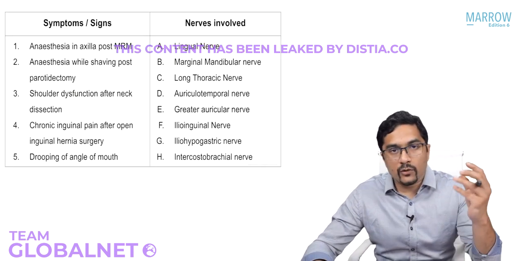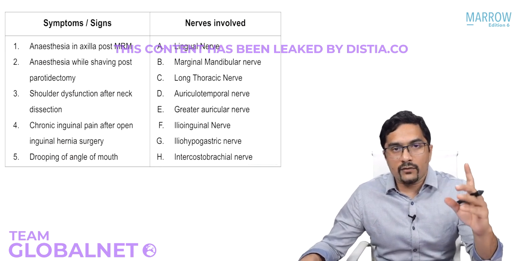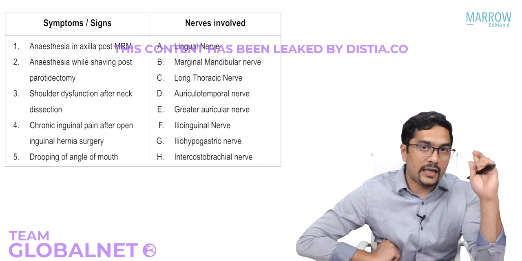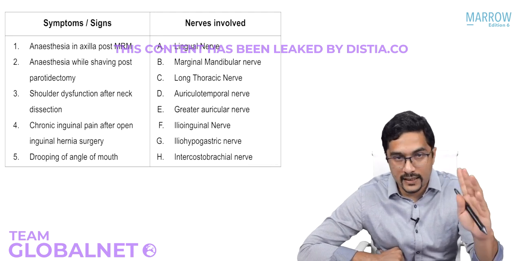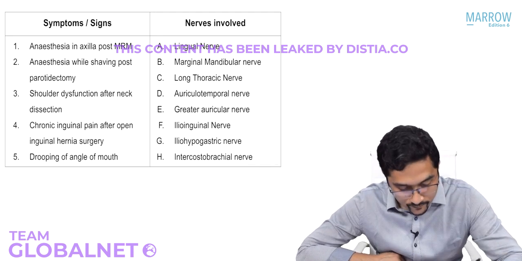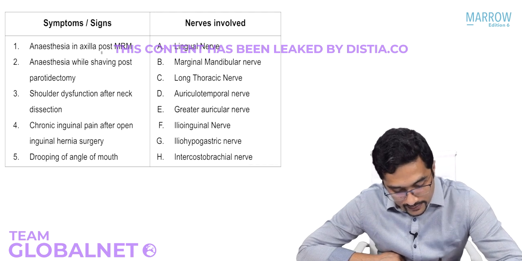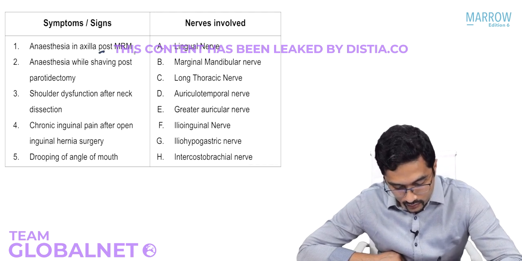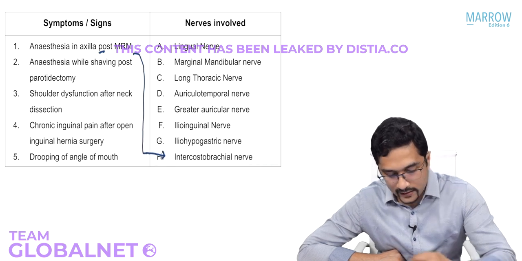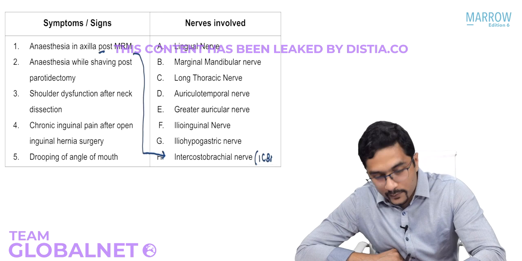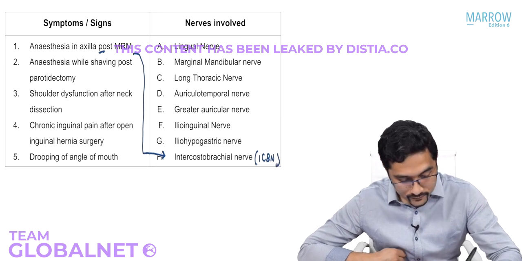Now let's just do some questions. I've told you these nerve involvements are very common. They were asked last year in the AIIMS exam. They were asked this year in the INI CET exam. I expect them to be asked in future as well. Now, anesthesia in the axilla post MRM. You know the nerves implicated are the intercostobrachial nerves, ICBN, the most common nerve injured following MRM.